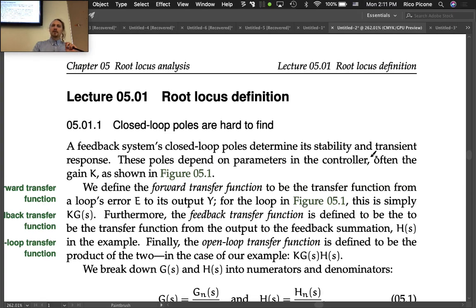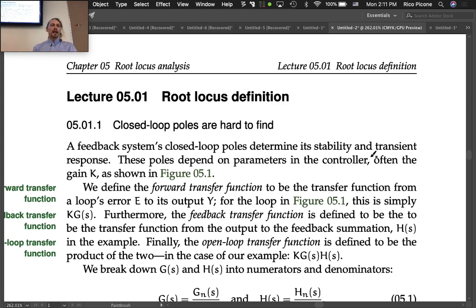Okay, so lecture 5.1, root locus definition. We're going to start out with a section that pretty much boils down to the statement, closed loop poles are hard to find. It's a little more involved, but we are going to explore why that is the case and what gives rise to it, and what we can learn along the way will help us to mitigate this hardness.